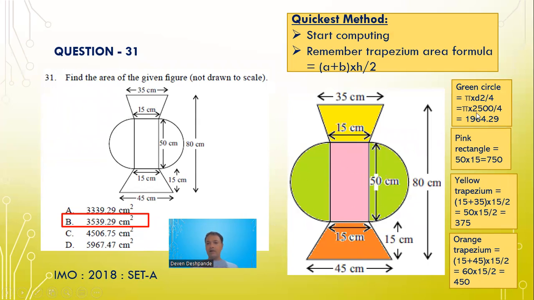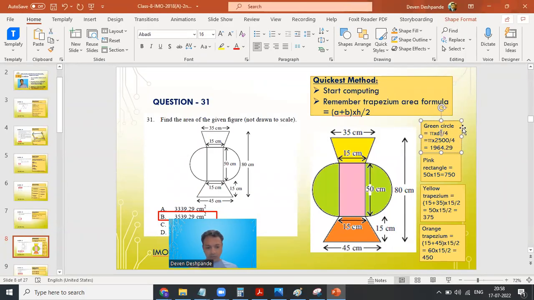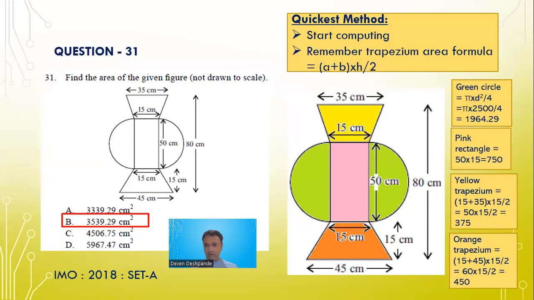a complete circle. Okay, so the area of the complete circle is pi d square upon 4, isn't it? Because normally it is pi r square, where r is the radius. But what is r? R is diameter upon 2, so r square will be d square upon 4. So pi d square upon 4. What is d? Diameter is 50. So pi into 50 square upon 4. What is 50 square? It is 2500. So pi into 2500 upon 4. You will get a figure of 1964.29.